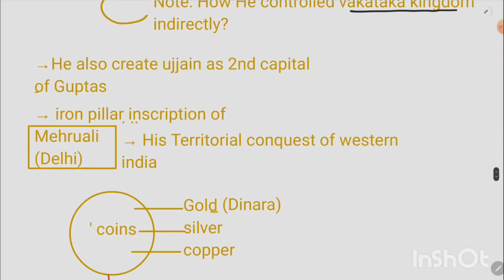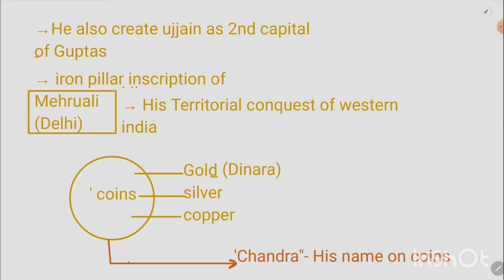Okay. Now moving ahead, there is this important thing about Chandragupta II. There was already a capital, Prayag, the capital of the Gupta Empire. Now he also created a second capital of the Gupta Empire, that was Ujjain. Another important point is the iron pillar inscription of Mehroli. Where is this place Mehroli? It is in present day Delhi. In this Mehroli iron pillar, Chandragupta II's territorial conquest of Western India is mentioned. The West was conquered by Chandragupta II, and we are made aware of this territorial expansion by the iron pillar inscription of Mehroli.